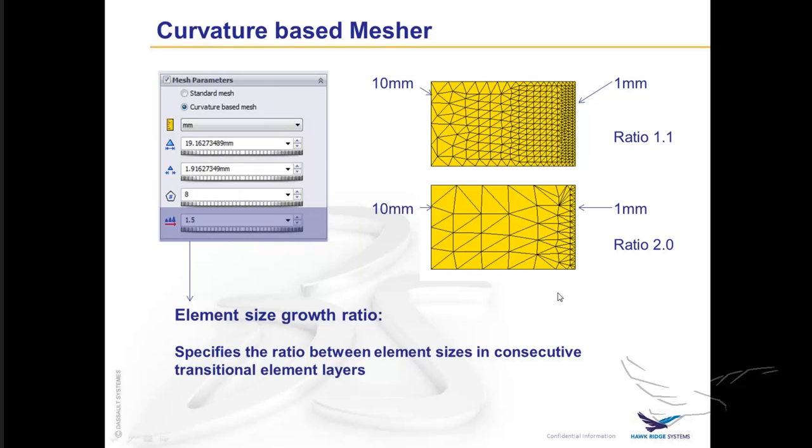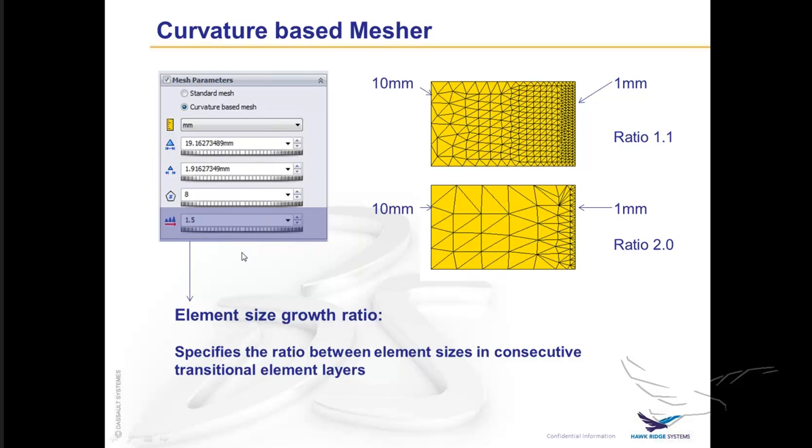The next option here is the element size growth ratio. Essentially, it specifies how quickly or how fine the mesh becomes as it approaches a smaller mesh element size. If we use a ratio that's closer to 1, you'll notice that element sizes get very fine as they approach the 1 millimeter. With a ratio that's slightly higher, set to 2, you'll notice that the elements remain fairly large and coarse until we reach the location where the element is much smaller.